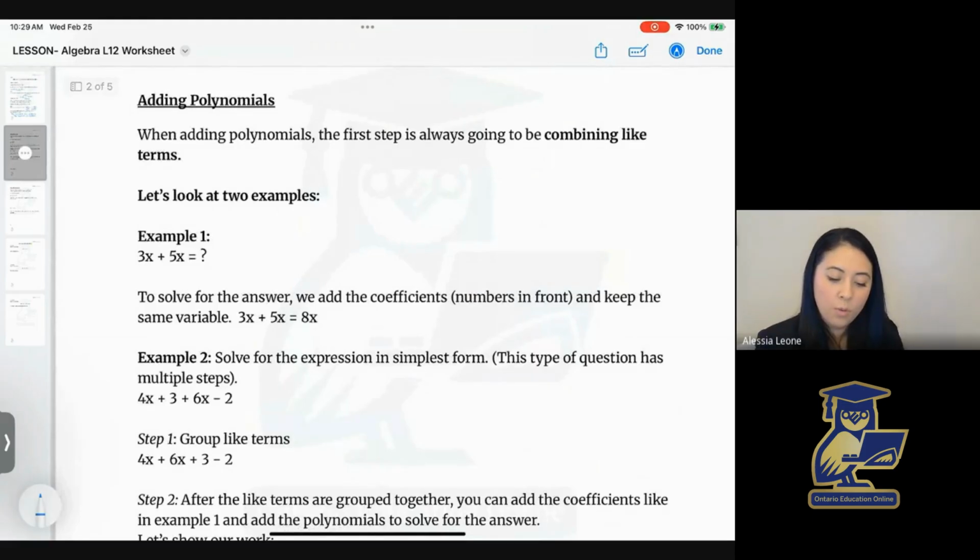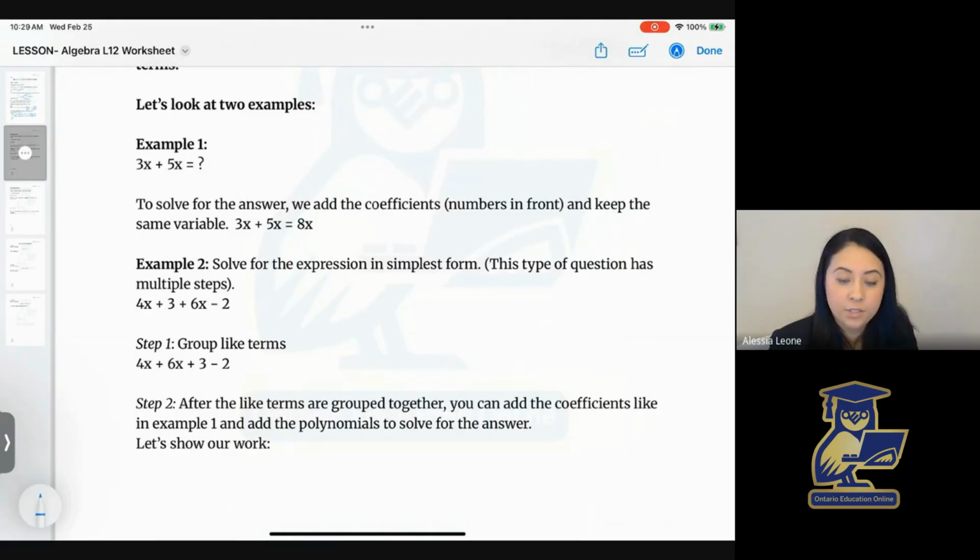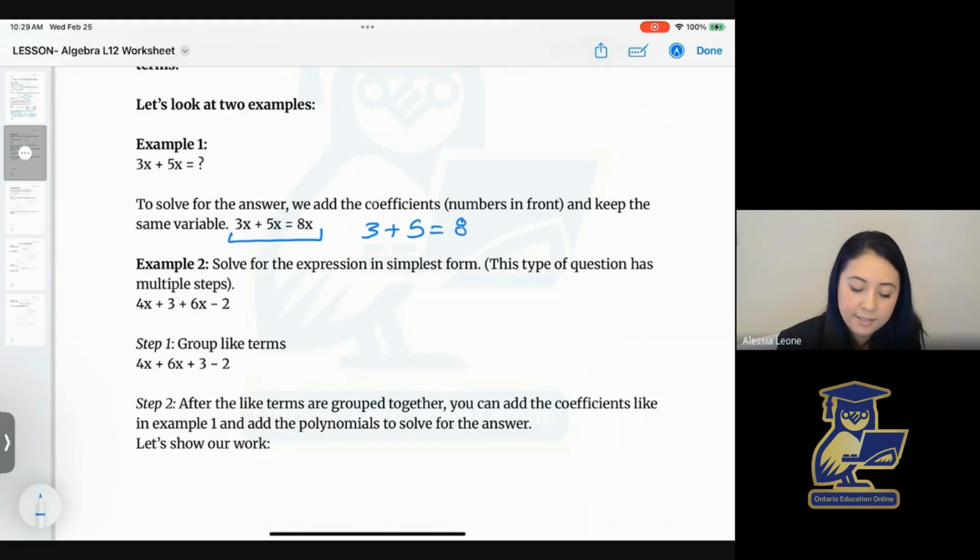Adding polynomials. When adding polynomials, the first step is always going to be combining the like terms. So let's look at these examples here. Now, bear with me. I'm going to have to do some reading through of this. Example 1, 3x plus 5x is what? So we're going to solve for that answer. We have to add those coefficients, those numbers in front of the x, and keep the variable. So you're going to add the 3 plus 5 is 8. And then you're keeping the x throughout.